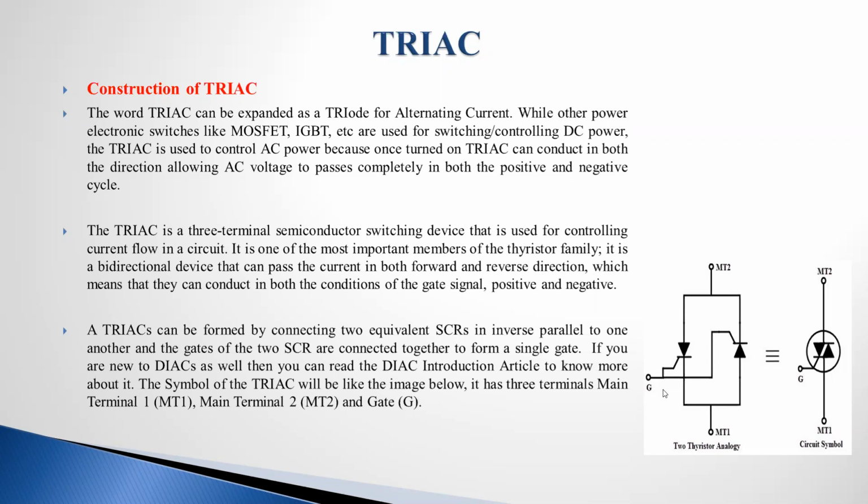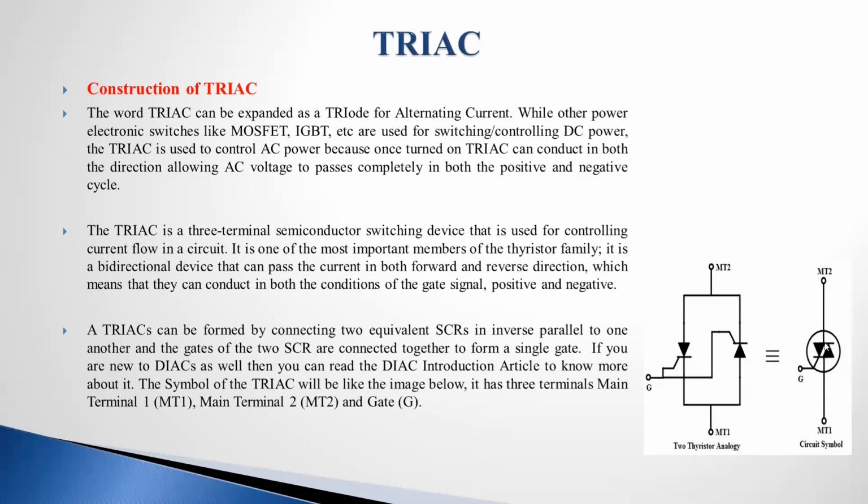It is clear, and it is a bidirectional device. The symbol of the triac looks like this: MT1, MT2, gate. This is the symbol of the triac. It's a very important point. Keep it in your mind and draw this symbol in your notebook. Clear? And it is a bidirectional device.